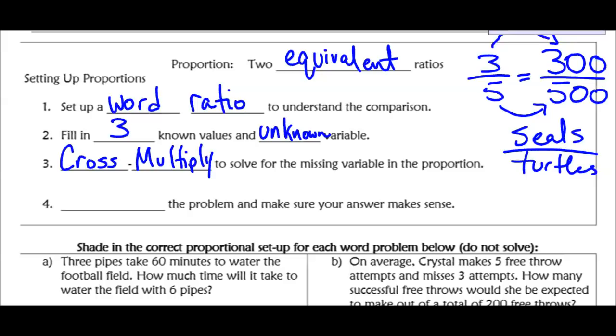We always want to reread the problem to make sure that it actually makes sense, make sure our answer is logical. For example, if on the top number, in this example, we thought there were 600 seals, that really wouldn't make any sense because there's more turtles than there are seals. The bottom number should be bigger. So you always want to reread the problem and make sure it actually makes sense.